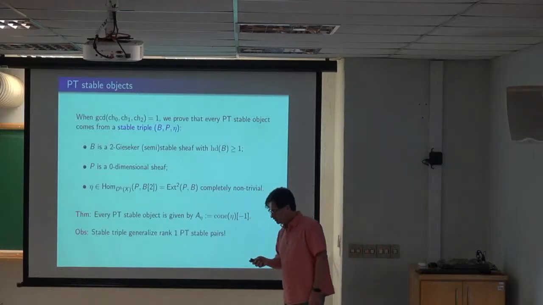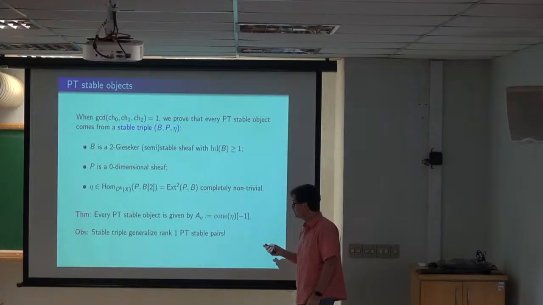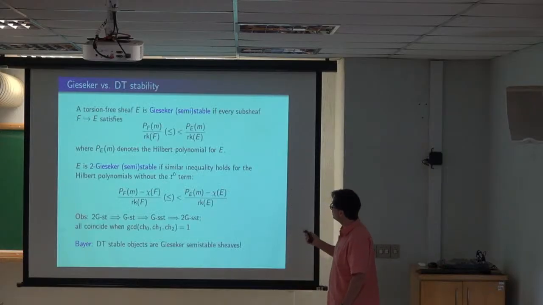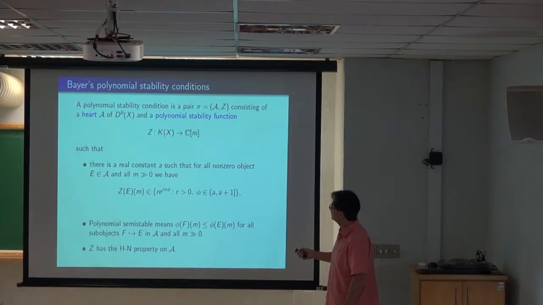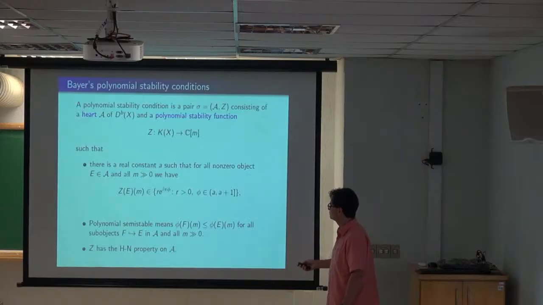Let me say here what is a PT stable object. This is a less familiar concept. Maybe before, I want to explain what are the things on both sides of this wall. So firstly, let me say a few words about Gieseker semi-stable sheaves.